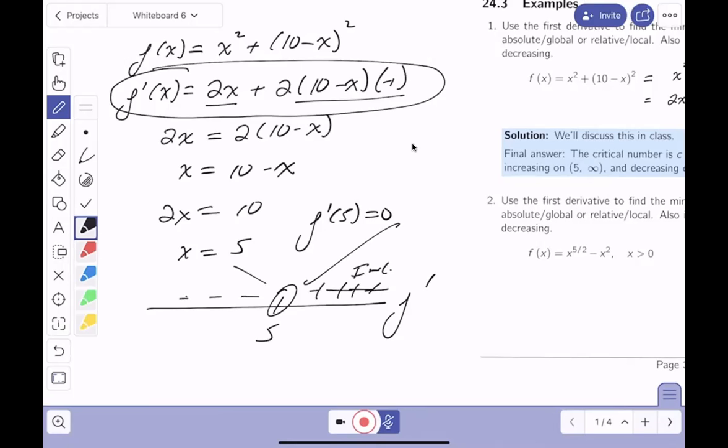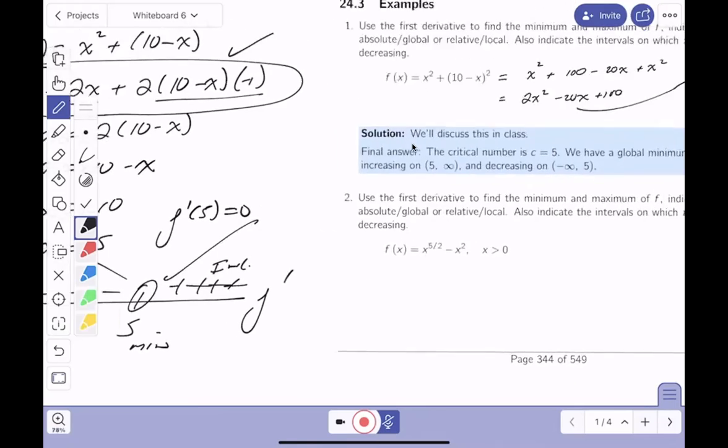Where'd you learn sign analysis in Math 119? We're doing sign analysis up here, by the way. So what do I know over here? Just look at my picture. I know this is a minimum. So my minimum occurs at 5. All right. Let's go back over here.